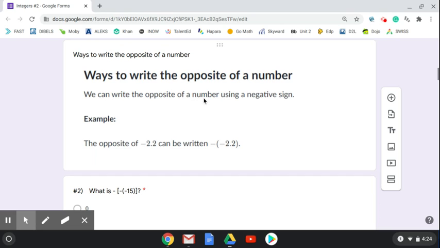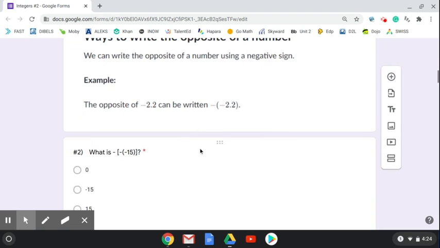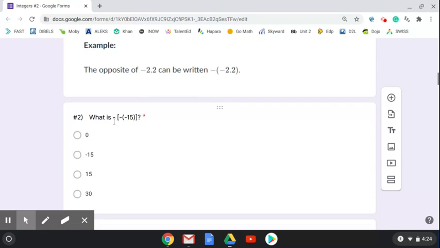It says we can write the opposite of a number using a negative sign. You can see the negative sign. You can read that as "the opposite of." So if we want the opposite of negative 2.2, I could say the opposite of negative 2.2. You can read the negative sign as the opposite of. So here in number 2, as you can see, I have 1, 2, 3 negative signs. I have the opposite of negative 15.